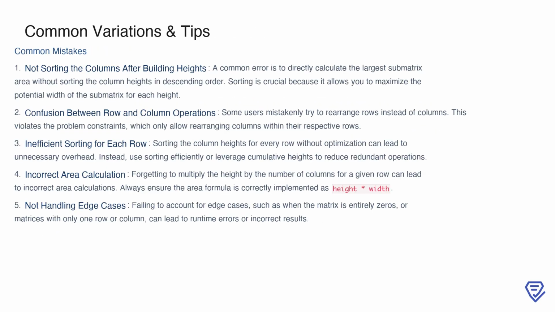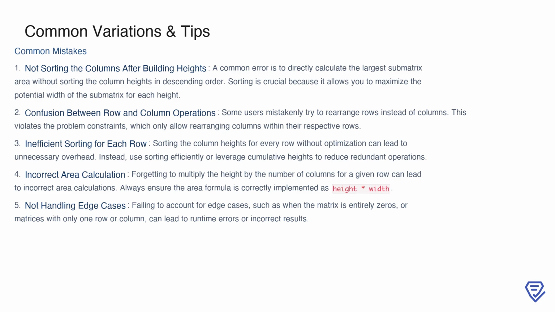When solving this problem, there are several common mistakes to watch out for. First, one of the biggest errors is neglecting to sort the column heights after building them. Sorting in descending order is critical because it allows you to maximize the width of the submatrix for each possible height. Without sorting, you might miscalculate the largest area. Another frequent issue is confusion between row and column operations. Remember, the problem only permits rearranging columns within their respective rows, so attempting to rearrange rows violates the constraints.